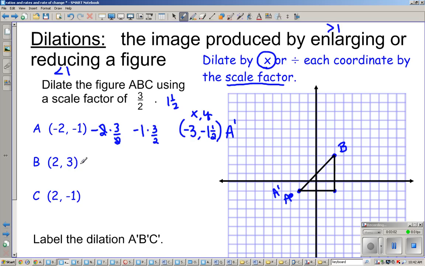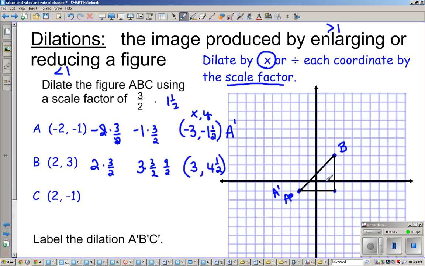Now let's try point B. I'm going to take 2 times 3/2, which what do I get? 3. And then 3 times 3/2. I'm taking each of the ordered pairs, the X coordinate times 3/2 and the Y coordinate times 3/2. And what do I come up with here? Right, I get 9/2, which I'm going to go ahead and make into a mixed number of 4 and 1/2. Everybody okay with that? All right, let's plot that then.